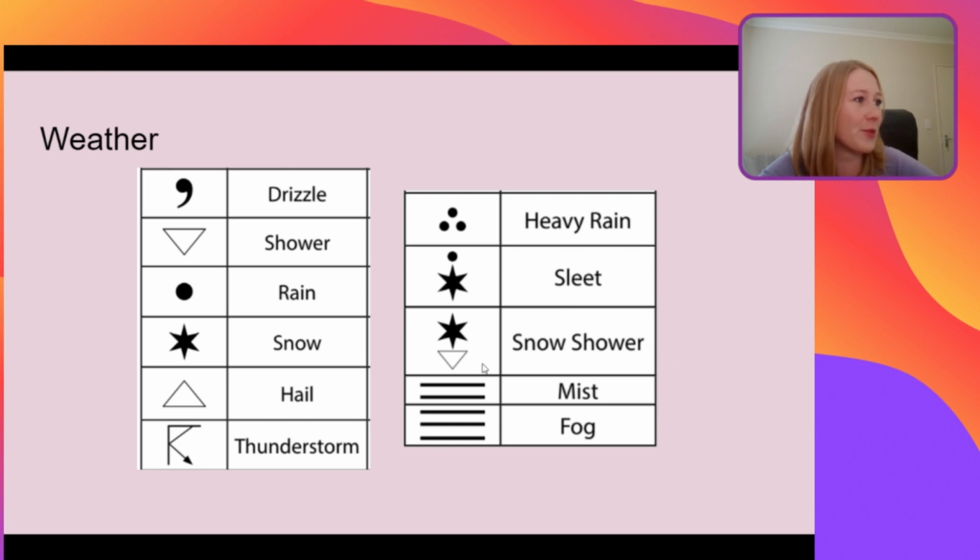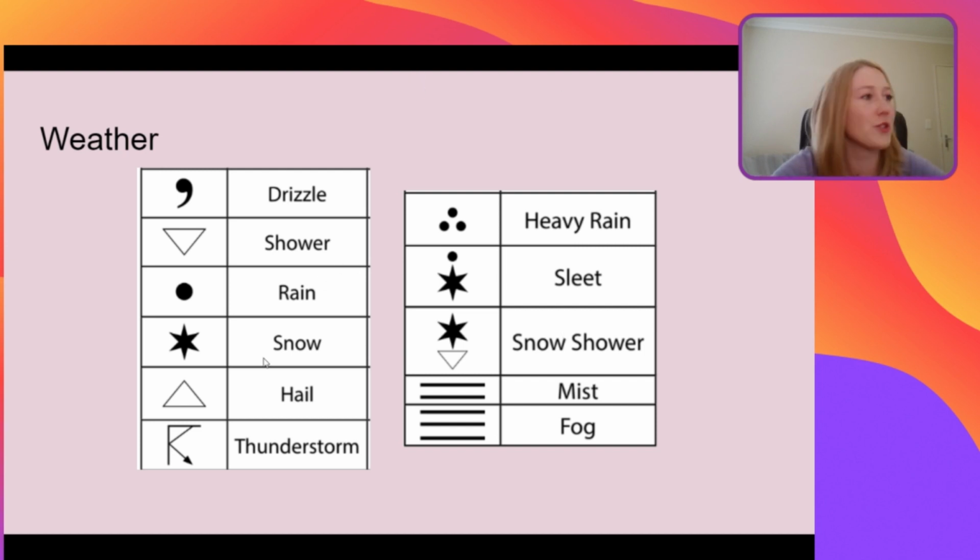We have snow showers, so when you start to combine the symbols together, that one is snow, and then the triangle shower, so it's snow shower. 2 lines is mist, and 3 lines is fog. If you're not sure, the main difference between mist and fog is just visibility. So if you can see further, then it's mist. If you can't really see, then it's fog.